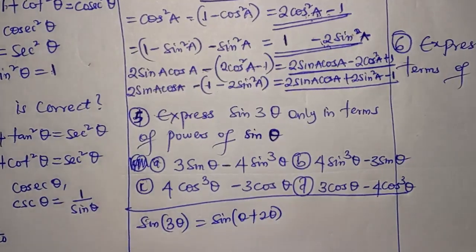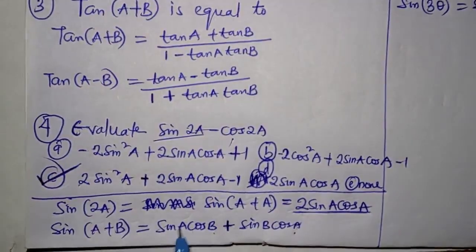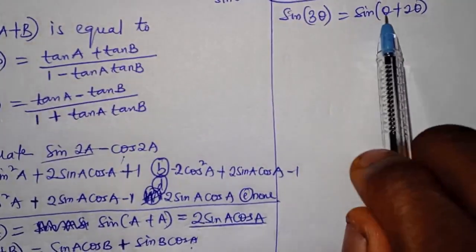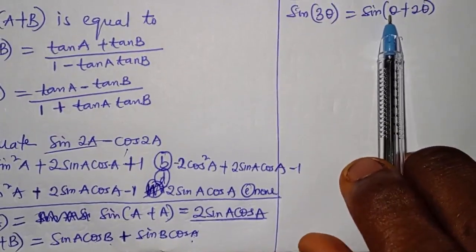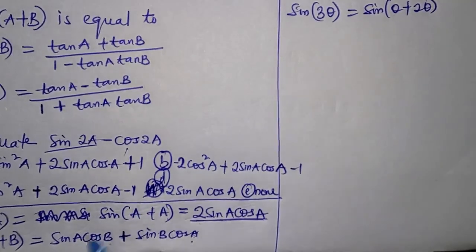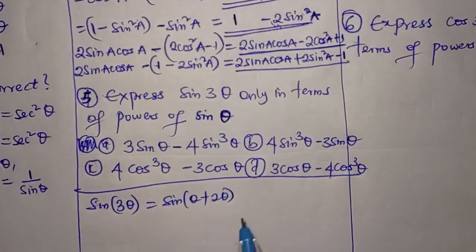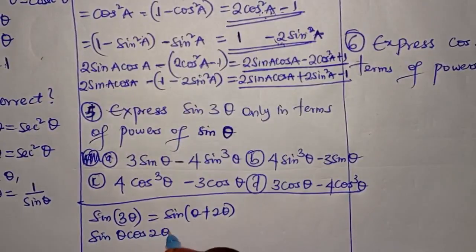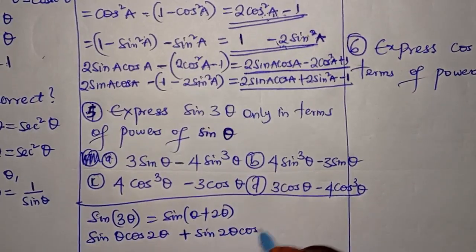Now, using that trig identity I showed you when I was dealing with sine(A plus B), I said that sine(A plus B) is sine A cos B plus sine B cos A. So if I'm dealing with sine(theta plus 2 theta), let's take theta as the A, so theta will replace A, then 2 theta will replace B. So this will simply be sine theta cos 2 theta plus sine 2 theta cos theta. That's it.